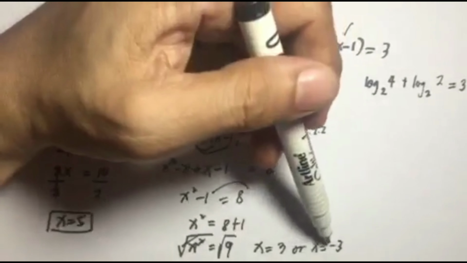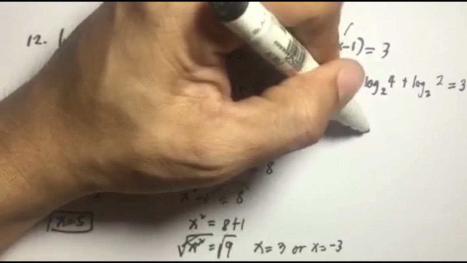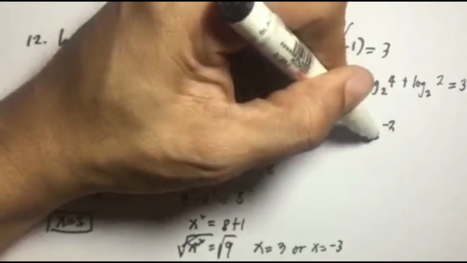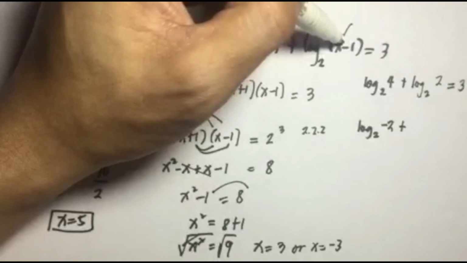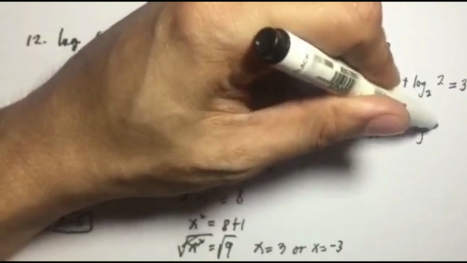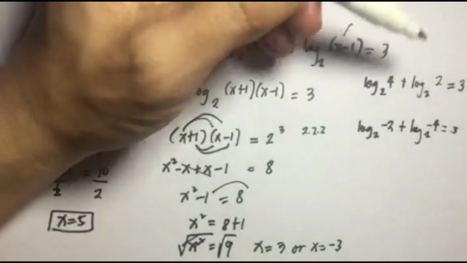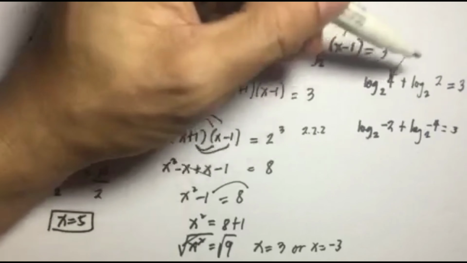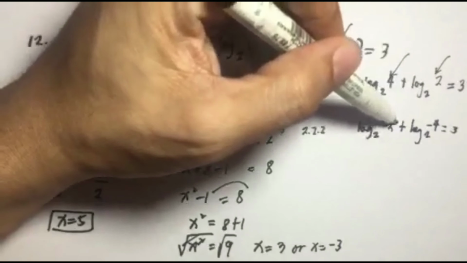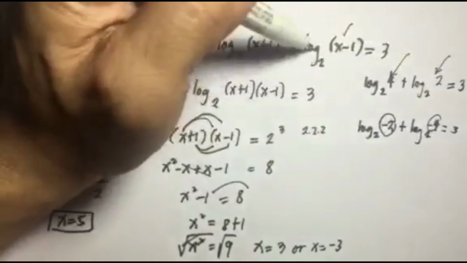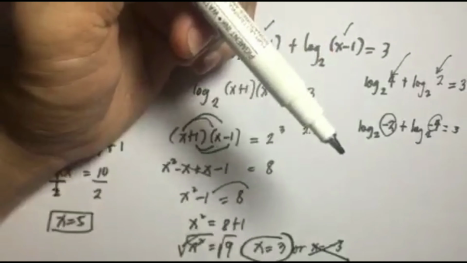But when x is negative 3, it will become logarithm of negative 3 plus 1, logarithm of negative 2 na yan, to the base of 2. Plus, when x is negative 3 again, it's negative 3 minus 1, logarithm of negative 4, to the base of 2 equals 3. So, sabi sa usapan natin kanina, etong mga value na to, dapat dito is greater than 0. So, since ito ay less than 0, hindi pwede that x is negative 3. So, therefore, your x is only positive 3.